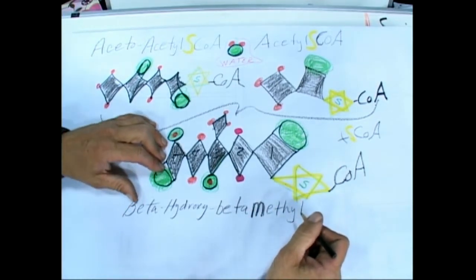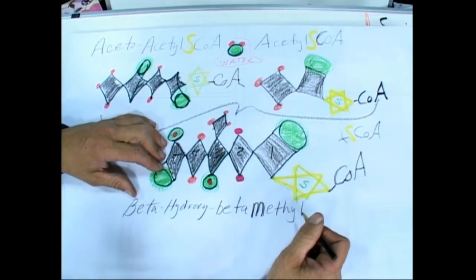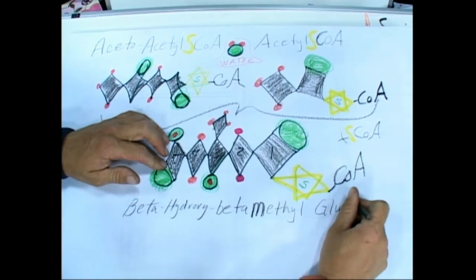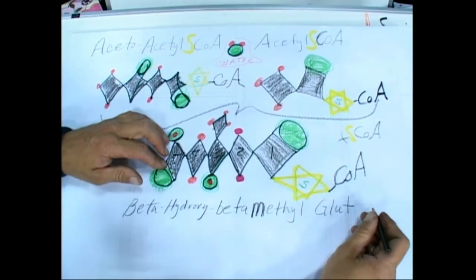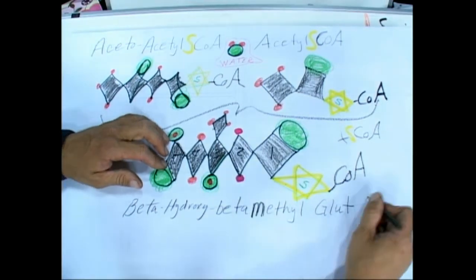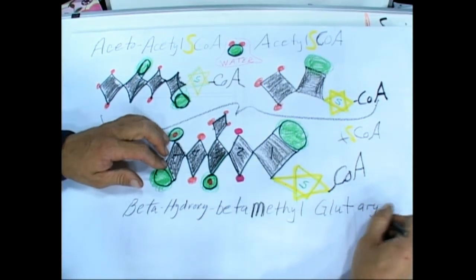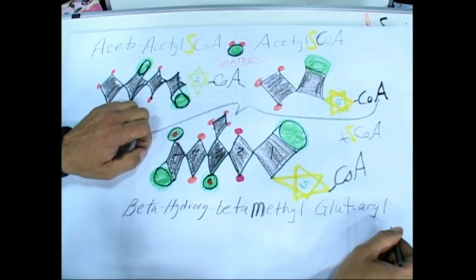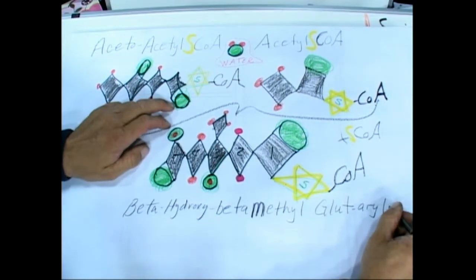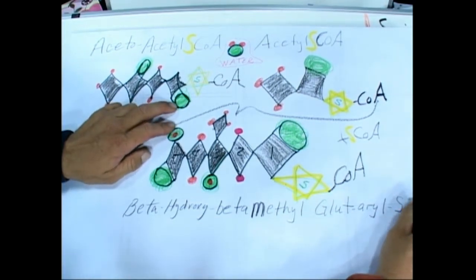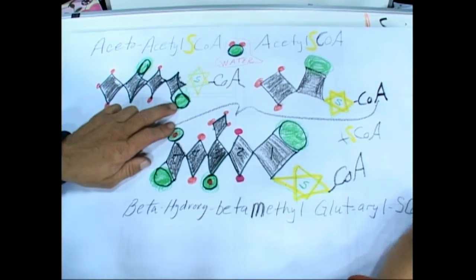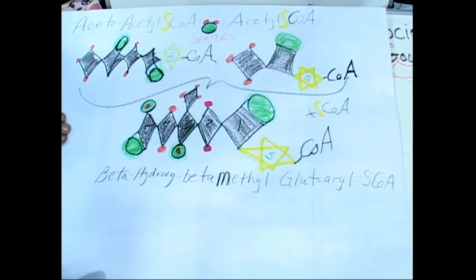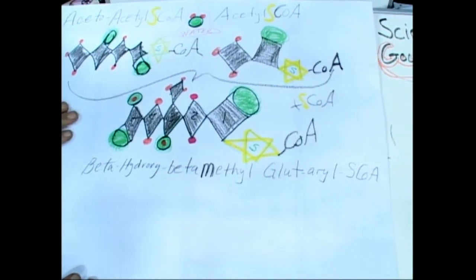Beta hydroxy, beta methyl, glutaryl, I don't even know that. Glut, see, just take a few letters at a time. Glut, aryl, A-R-Y-L. You know what that means? And then CoA is part of the name. Always put the S in there. S-CoA. That's a long, long name. But you can do it, huh?